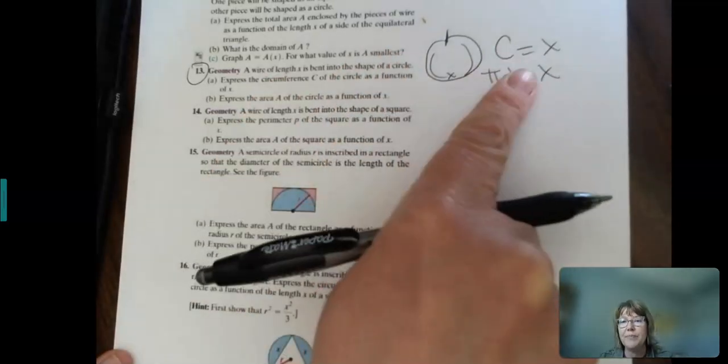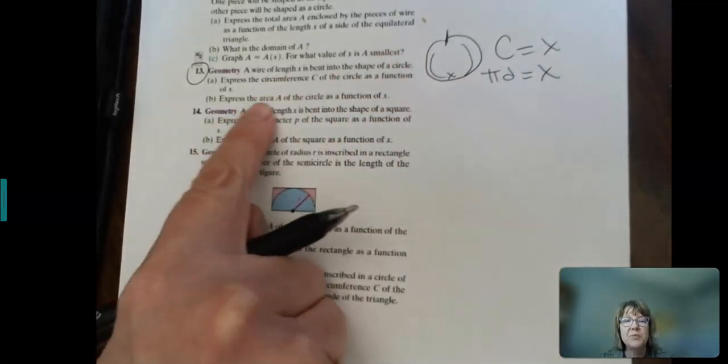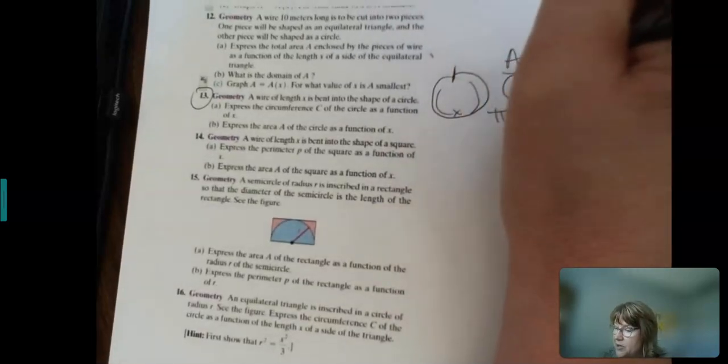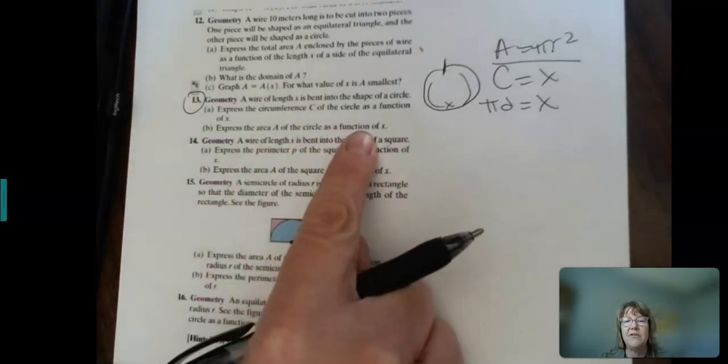Okay, but these are formulas. Notice they're not functions. Express the area of a circle as a function of x. Okay, so what else do I know? Well, I know that area of a circle is pi r squared. Again, totally different formulas. So I have two formulas. I want to somehow combine these to create a function. Okay, now what do they want? They want a function of x.